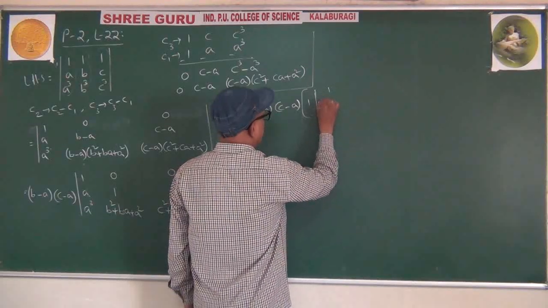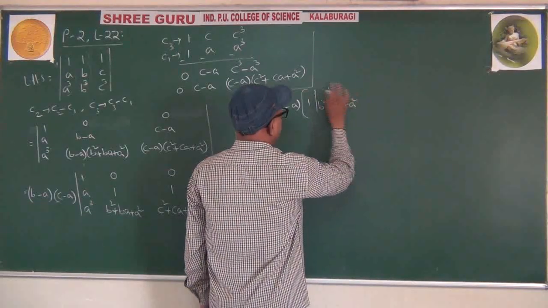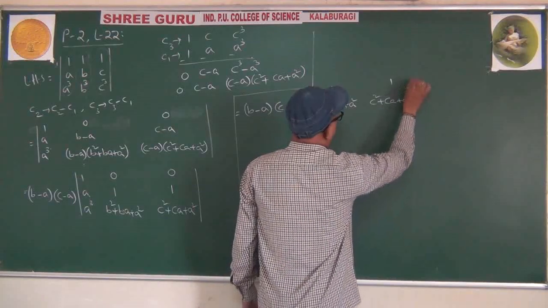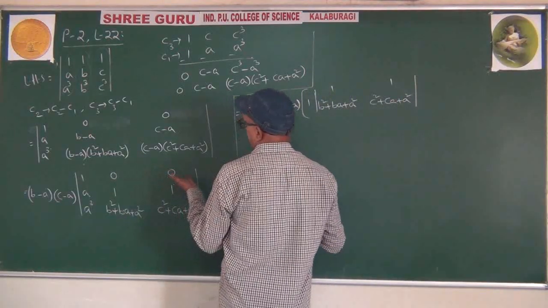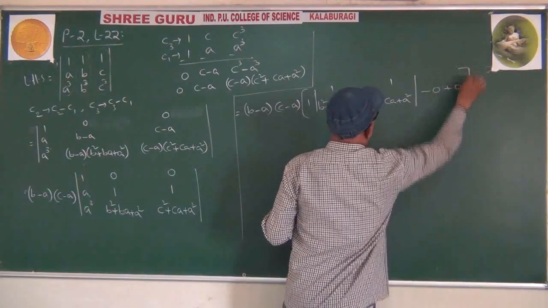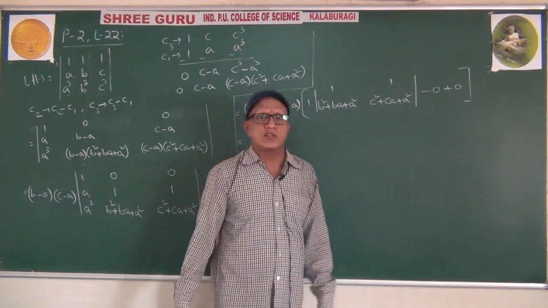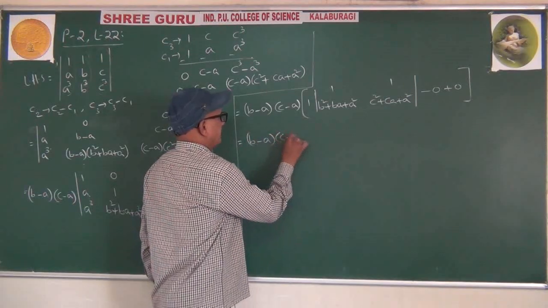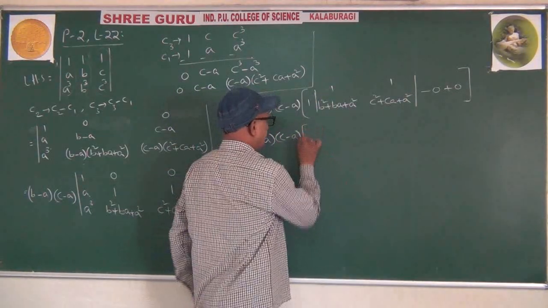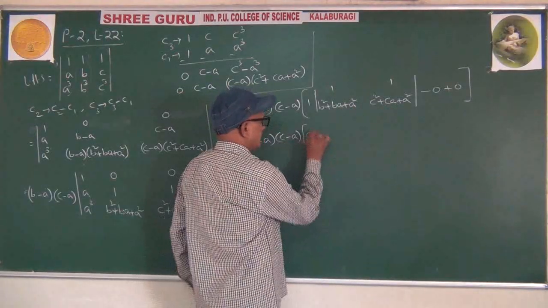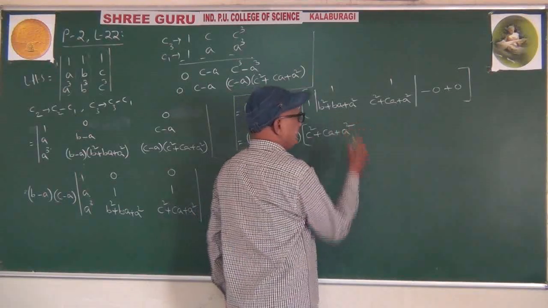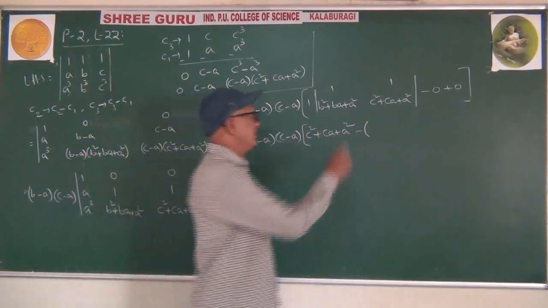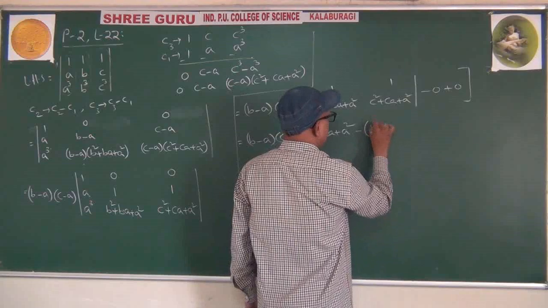1, b square plus ba plus a square; 1, c square plus ca plus a square. Minus 0 plus 0, not necessary, right? Equals to, those are going to cancel, minus 0 plus 0. Okay? So b minus a, c minus a. Expand it. 1 into this one, c square plus ca plus a square, minus. Minus is there, immediately bracket, b square plus ba plus a square into 1.